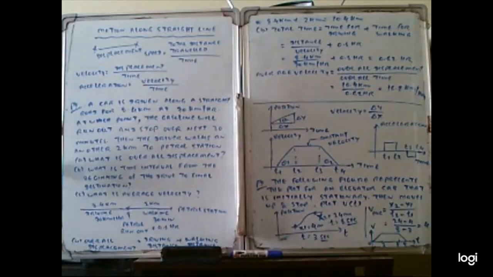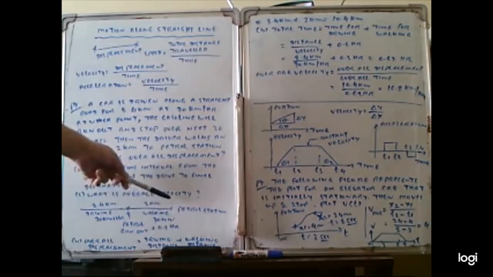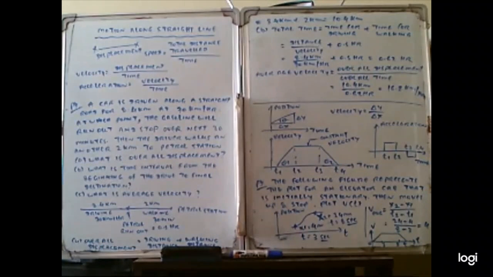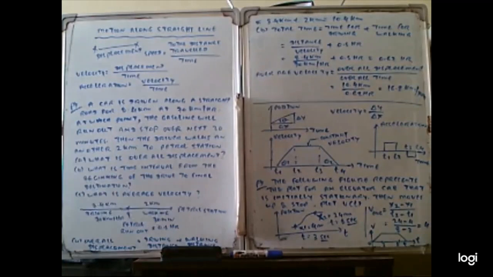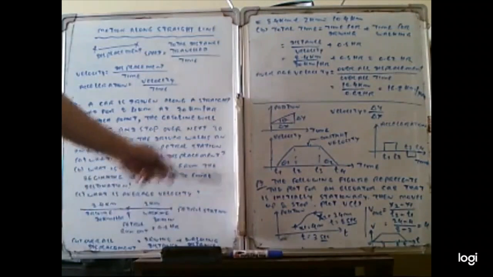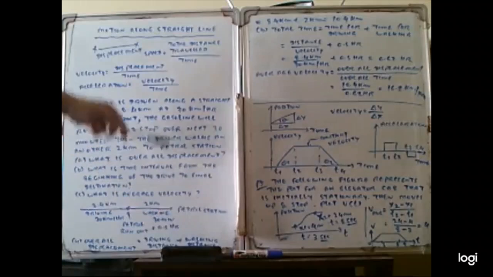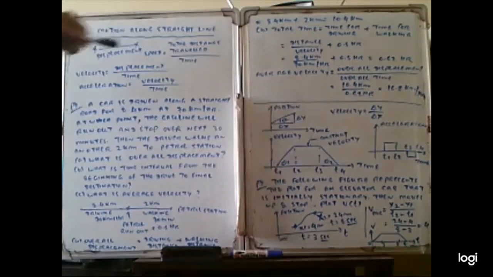So 8.4 kilometers are driven in the car, and at this point the petrol runs out, and 2 kilometers are walked. And here we reach the petrol station. So the walking time is 30 minutes, or 0.5 hours. Then we can calculate the overall displacement: 8.4 plus 2, the car driving distance plus the walking distance, so 10.4 kilometers.